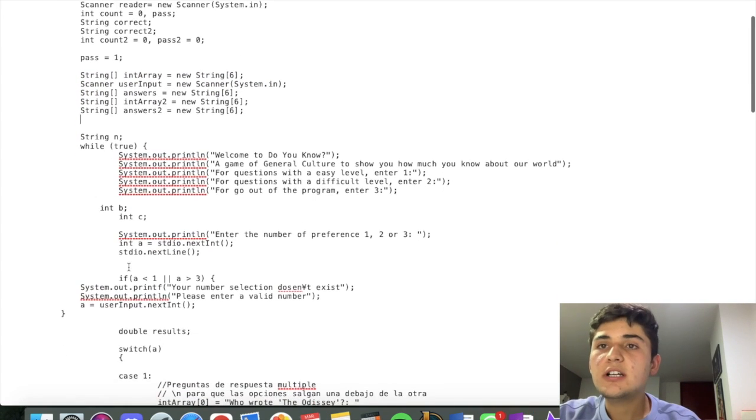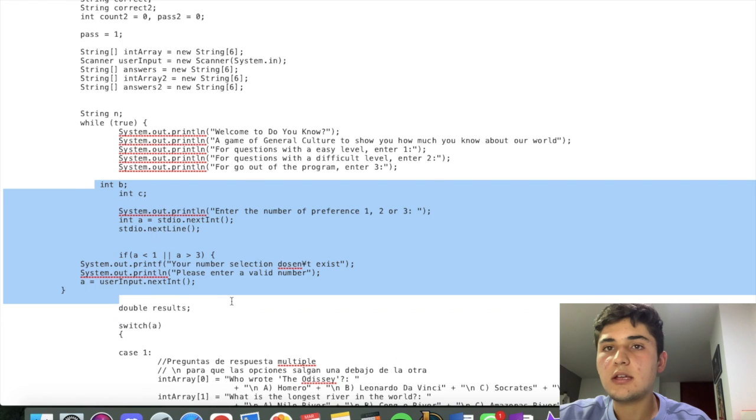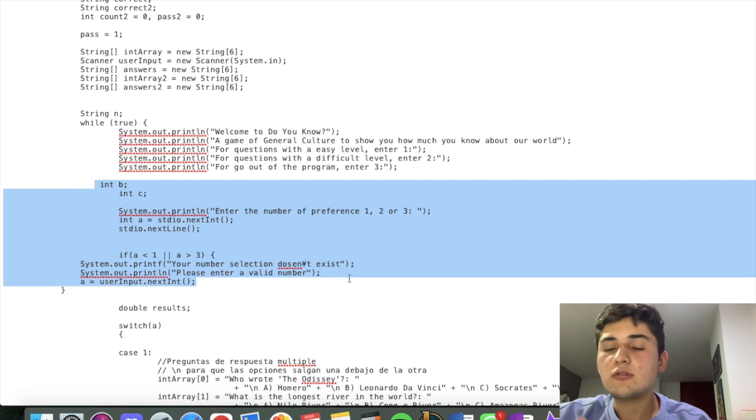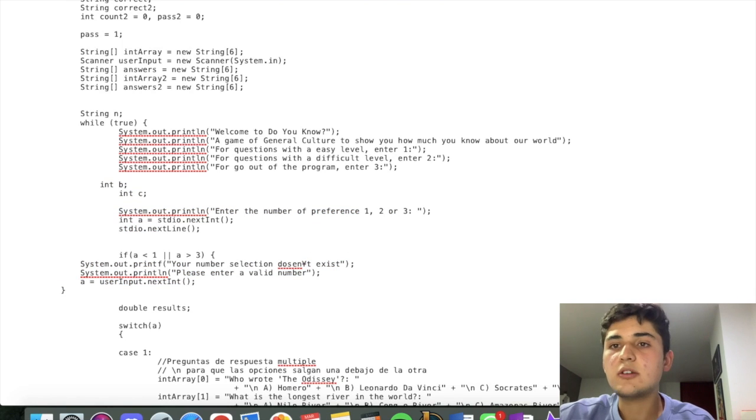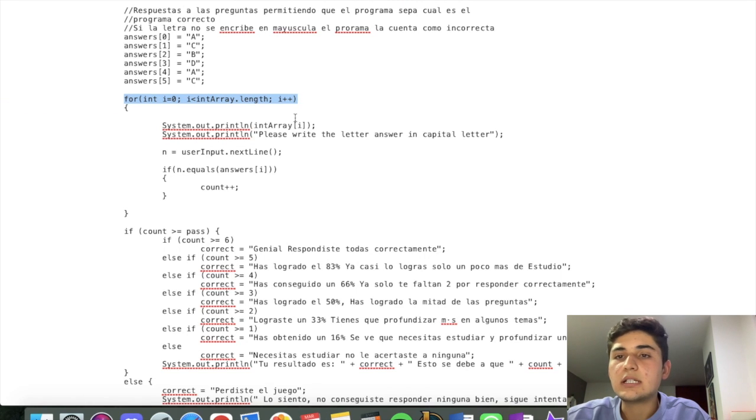This part is the beginning of the game, and you have to put a number between 1 and 3: 1 to enter level 1, 2 for the second level, and 3 to go back home. If you don't put a number between 1 and 3, it doesn't mean anything, so you have to put a number between 1 and 3. This is for the program to know what is happening and why.